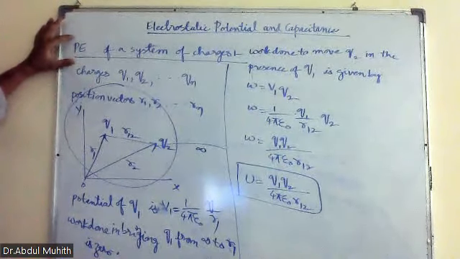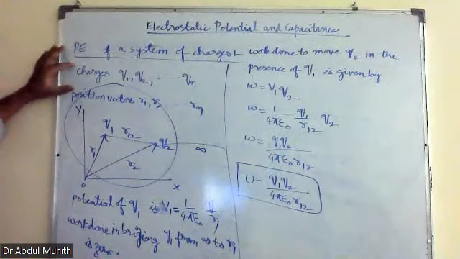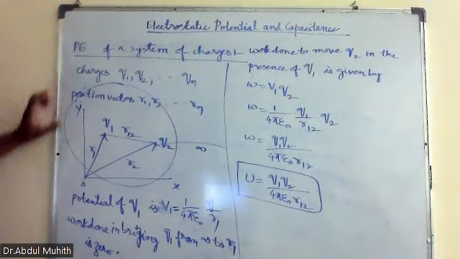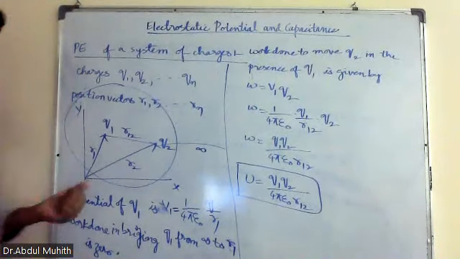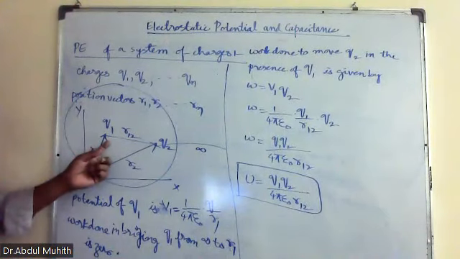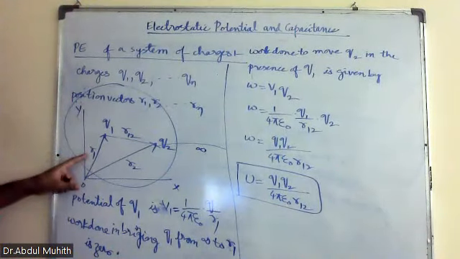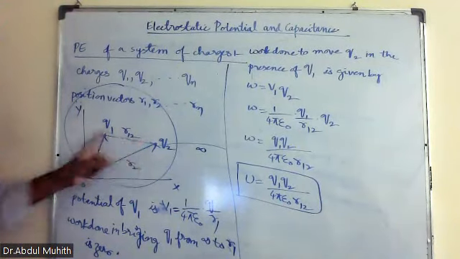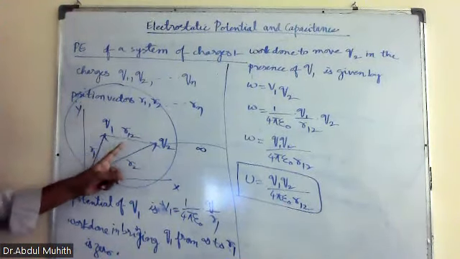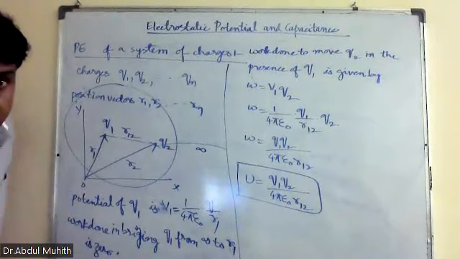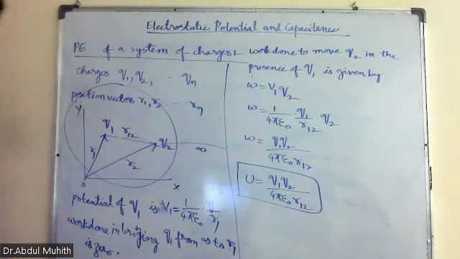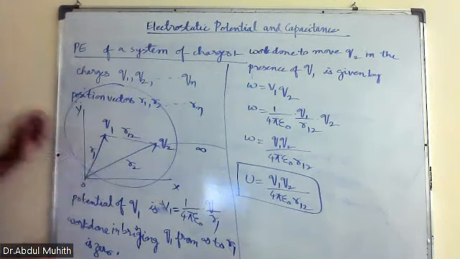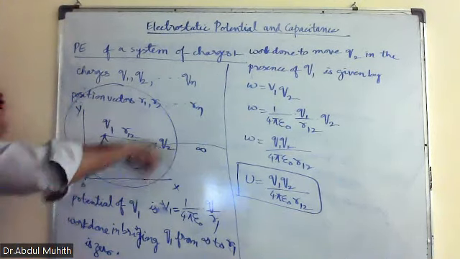Potential energy of a system of charges. See here, we have charges Q1, Q2 up to Qn. We have position vectors also. What is a position vector? A vector joining the origin to the point P is said to be the position vector. So R1 is the position vector for Q1, R2 is the position vector for Q2, and the distance between Q1 and Q2 is R12. Why is there a circle? Circular because that is the region around which the electric field lies.